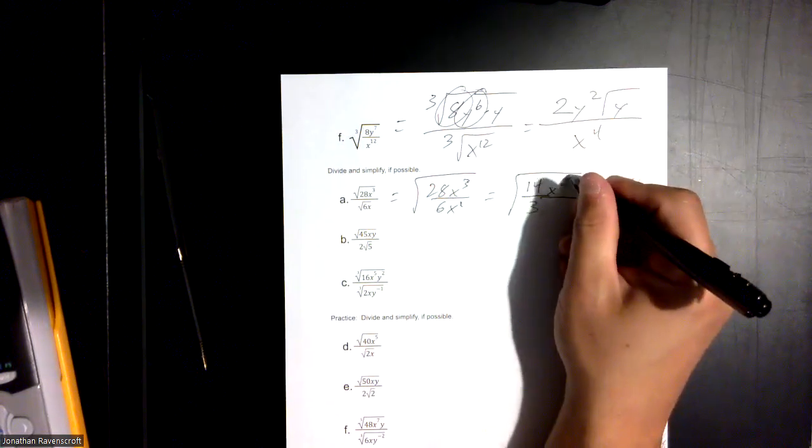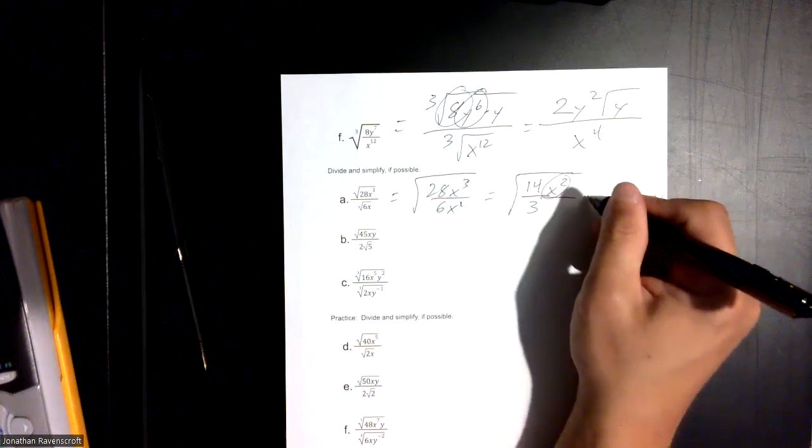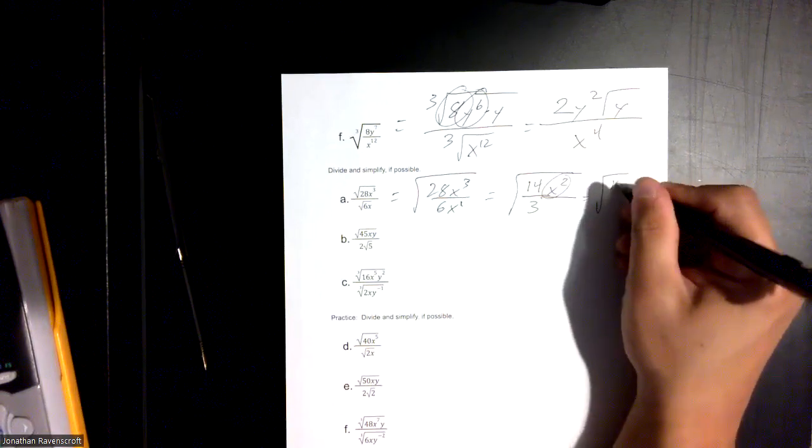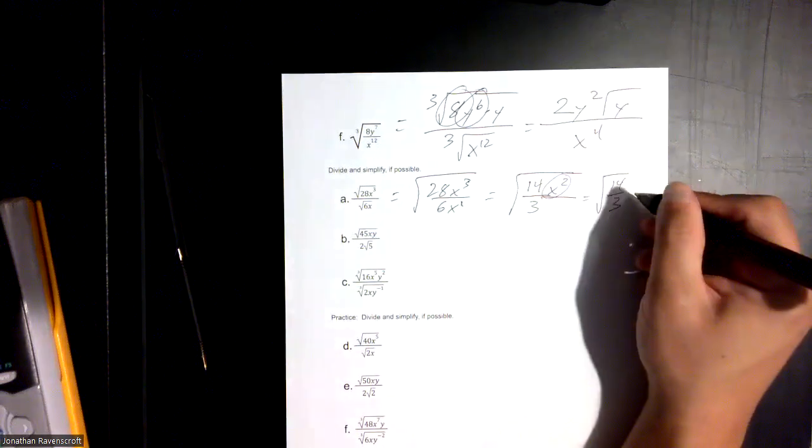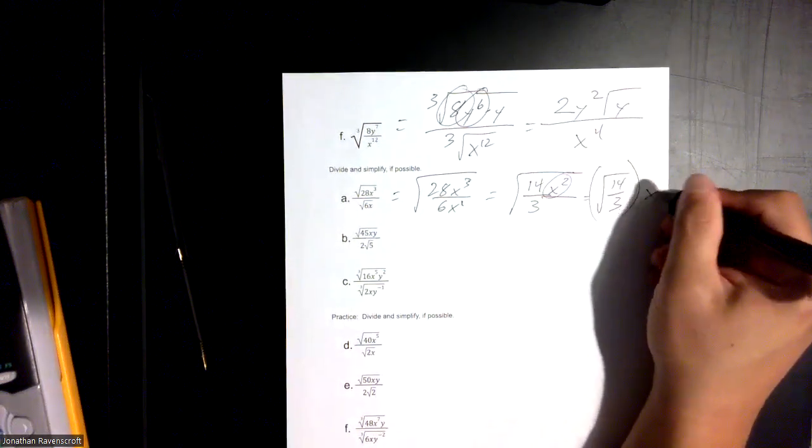Now we can actually take the square root of x squared. The square root of x squared is x. So this is the square root of 14 over 3 times x.